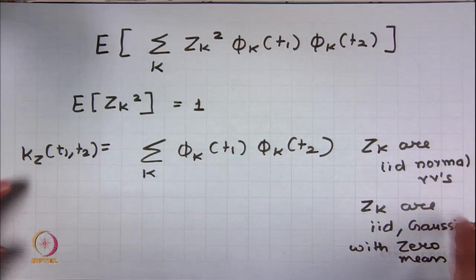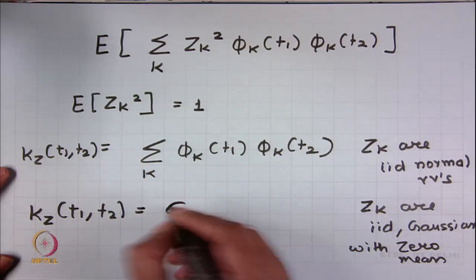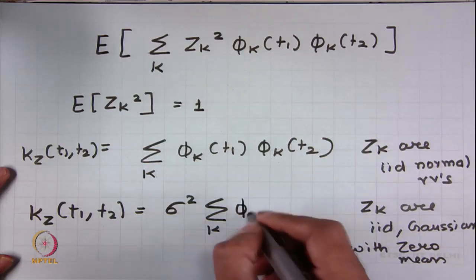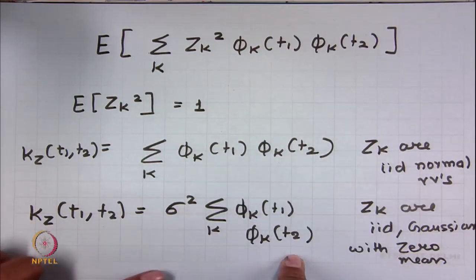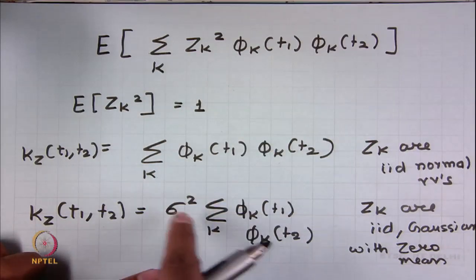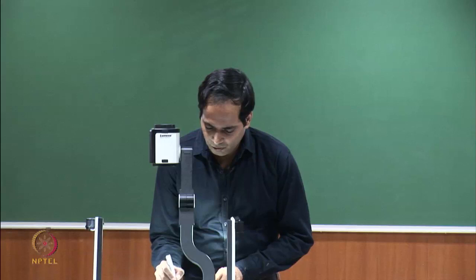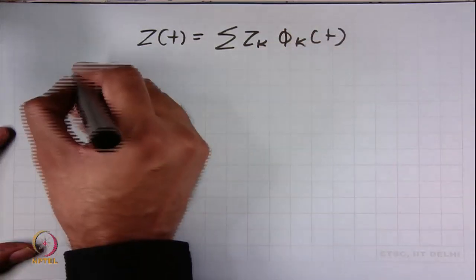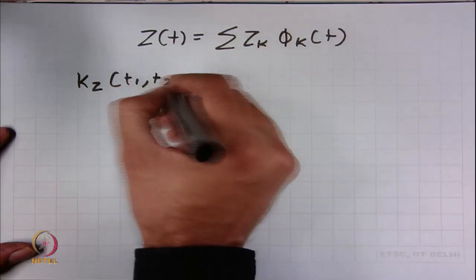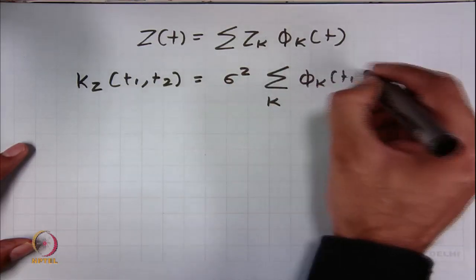So, in this case, you can prove that the covariance is nothing but sigma square summation k phi_k(t1) times phi_k(t2). A similar expression, the only thing that changes here is instead of 1 I would have sigma square, where sigma square is the variance of these random variables. Okay. So, let me write down this result again: if I have a process, then the covariance function of this process is sigma square times summation k phi_k(t1) times phi_k(t2).